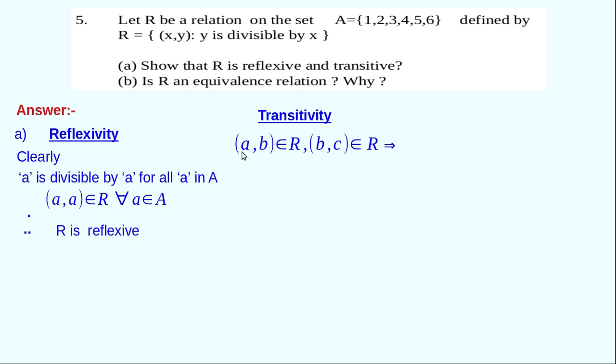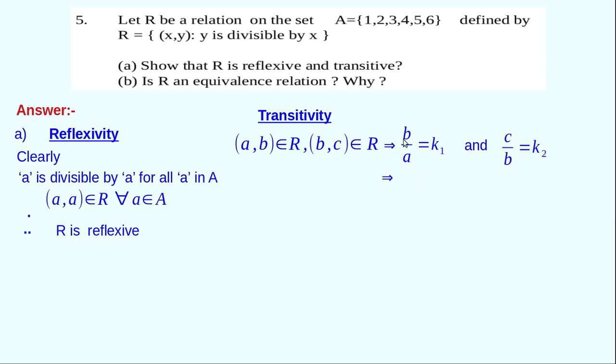In the same way, when AB belongs to the relation, B by A is a natural number. Let us name it K1, so B by A equals K1. BC belongs to R implies C by B is a natural number. Let us call it K2. So B by A equals K1 and C by B equals K2.